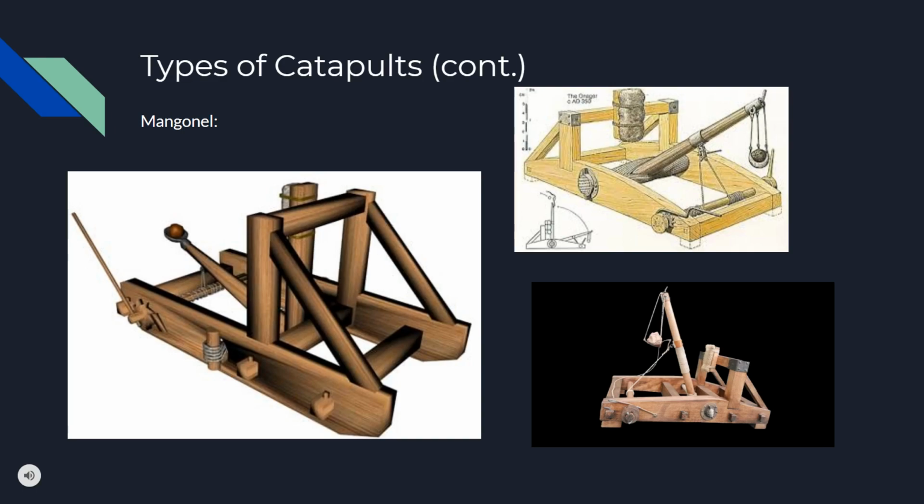Another type of catapult was the mangonel. The mangonel was used mainly by the Greeks and the Romans. The mangonel had an arm that was attached to a rope. This rope was wound around a cylinder.